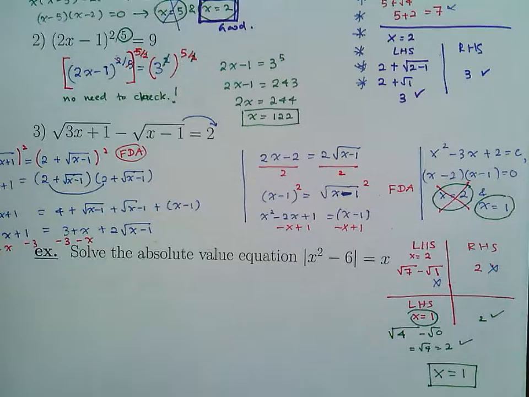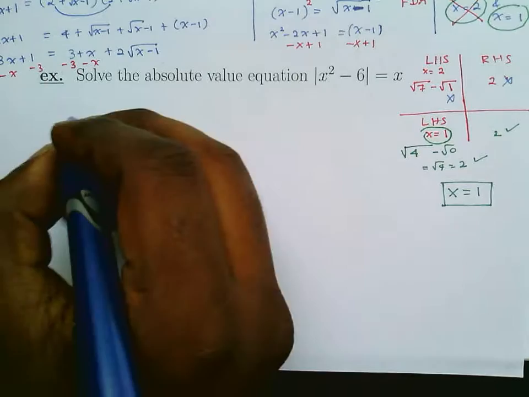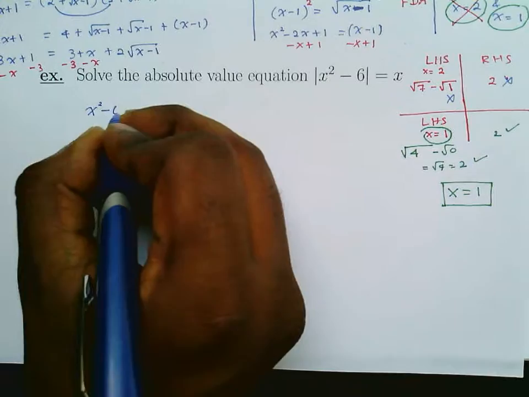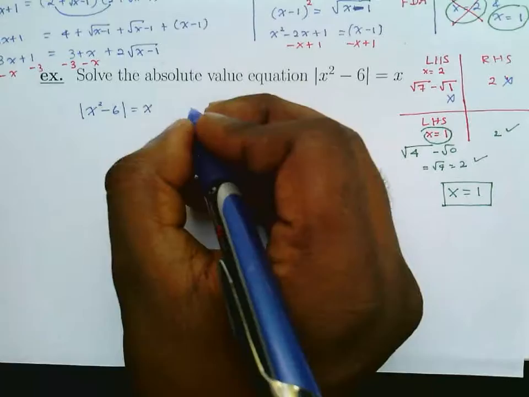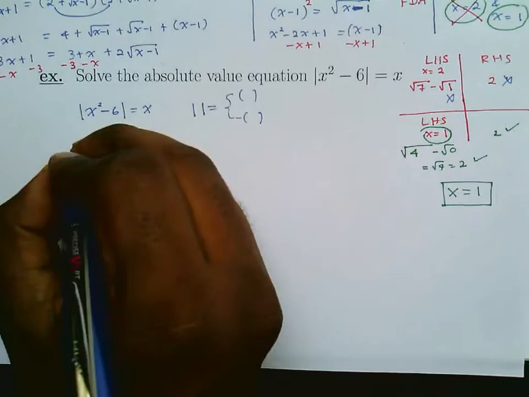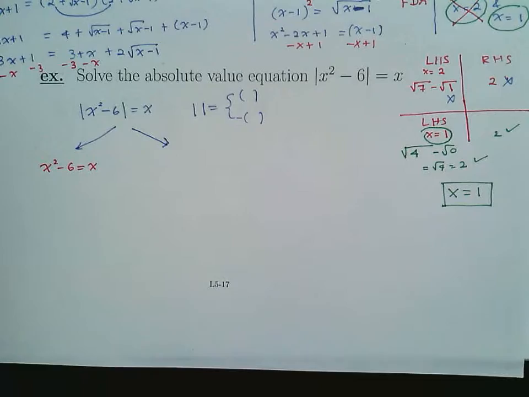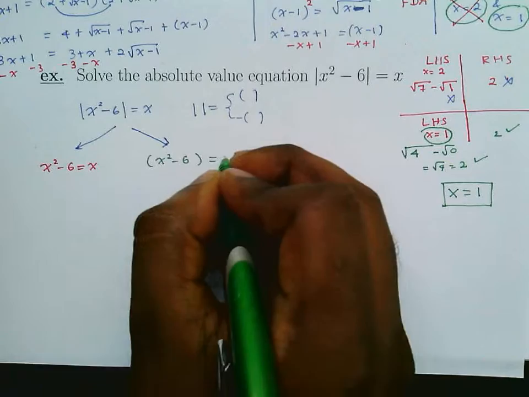All right. So let's look at how to solve absolute value equations. So now that I have everything here, I would just write x squared minus 6. I'm going to rewrite that. And remember, absolute value would break apart to without absolute value and then without absolute value but with a minus. So just remember that. Which means you have to break these apart into two quadratic equations. The first one would be without absolute values. And the second one is without absolute values but with a negative sign.